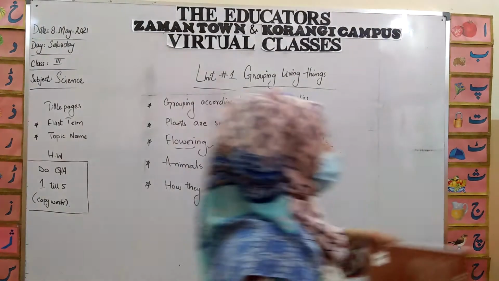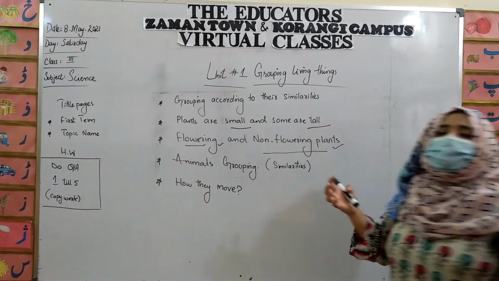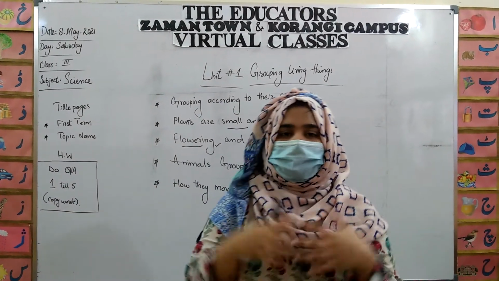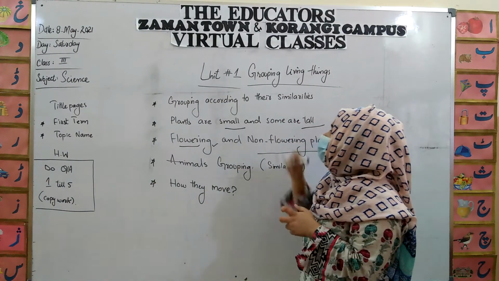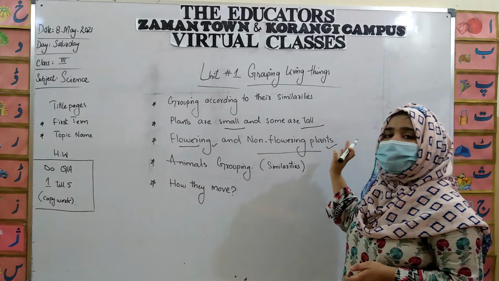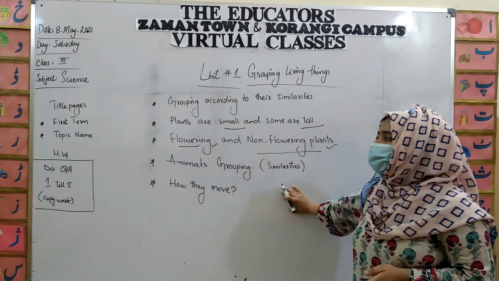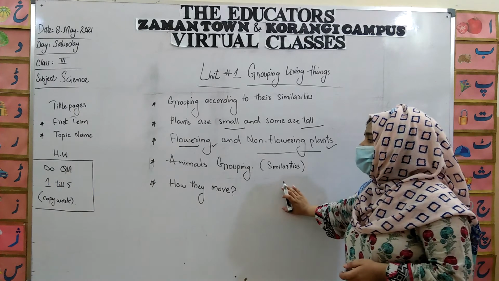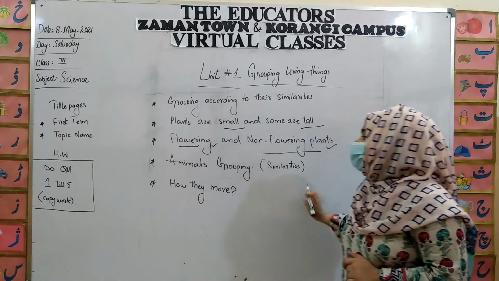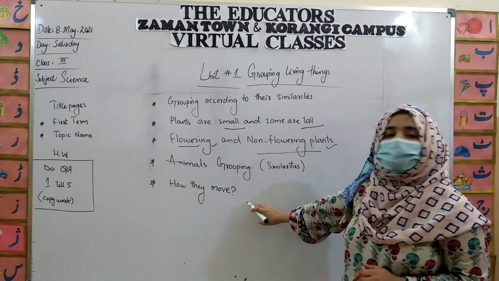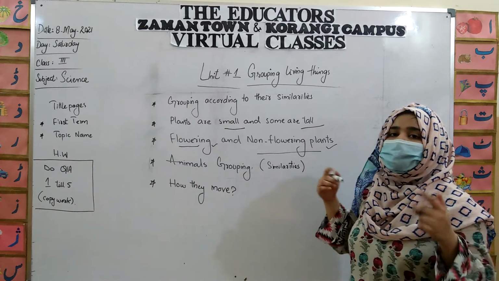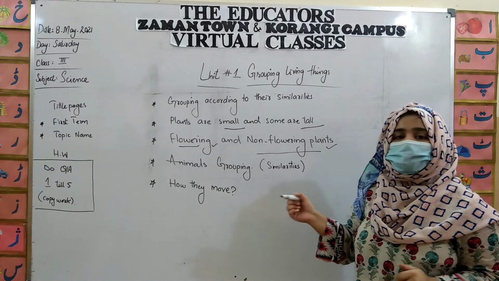So what we have learned today is grouping things such as plants and animals according to their similarities. Plants are small and tall, flowering and non-flowering. They are the criteria. We have talked about the movement of animals. Other categories we will discuss in our next class. But for this, keep in mind how these animals are moving. We have characterized the animals according to their movement.